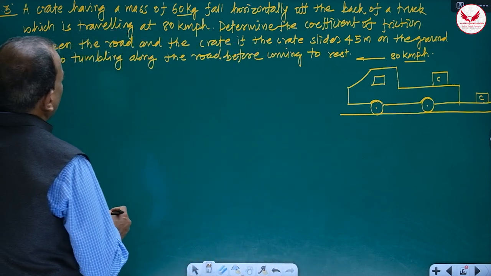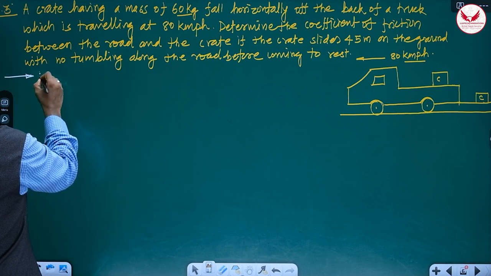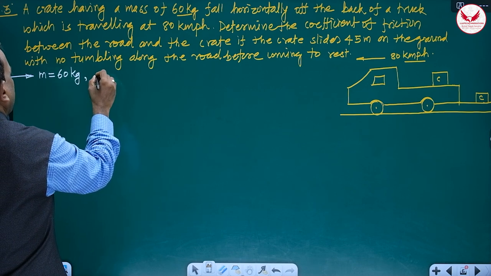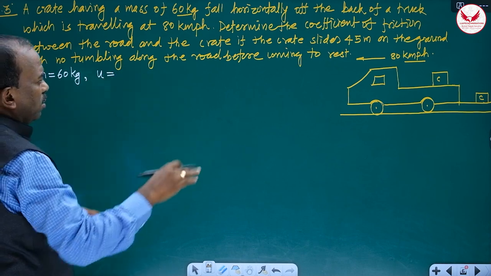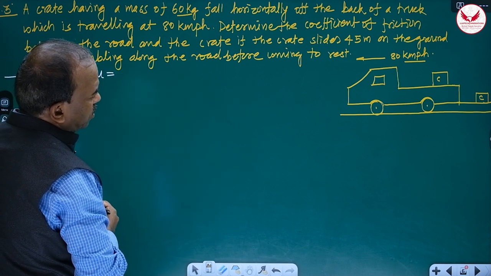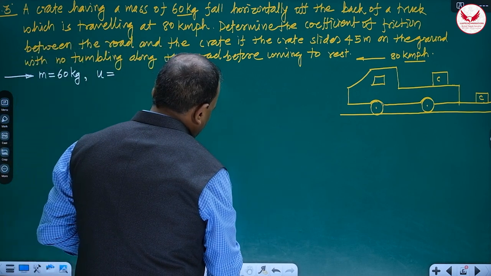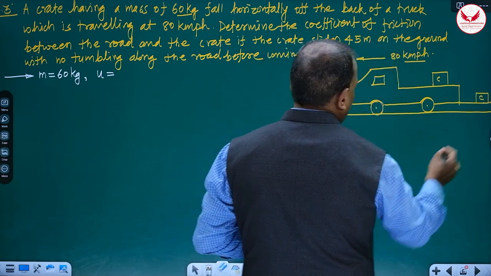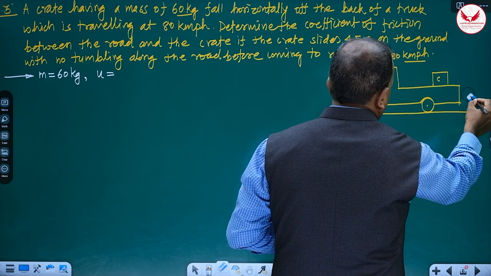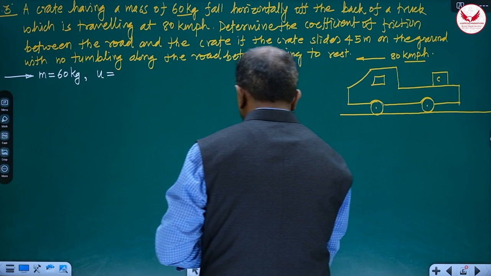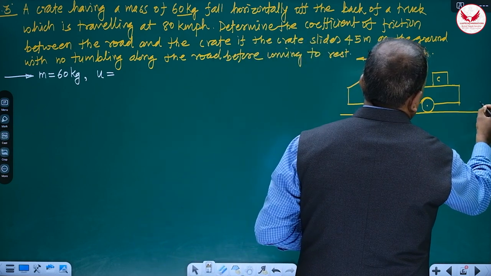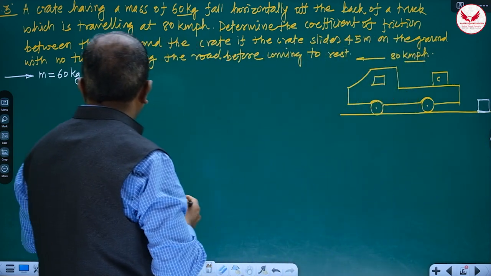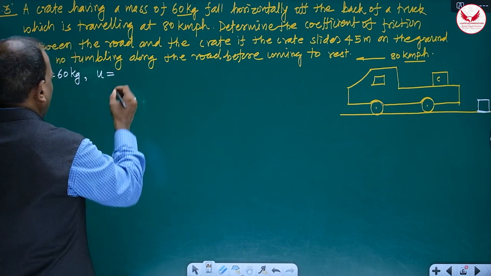Then first thing is what? So what is given? The mass of the crate, it is 60 kg. Initial speed of the truck, or even though that block falls on the road, in that case also, it will not be like this. This block or this crate may fall like this on the ground. And then later on, it will go on sliding. Means initial velocity of block or truck, it will be same.